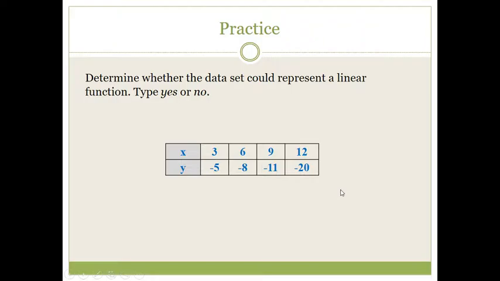So now determine whether this data set could represent a linear function. So look at the x and the y, the change in the x and the change in the y. We can see that we're going up by the same amount each time in the x. We keep going up by 3.